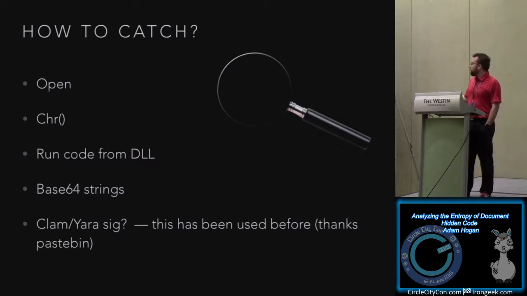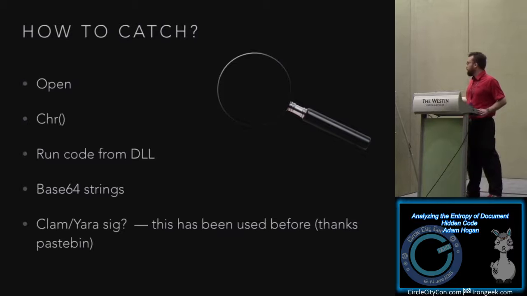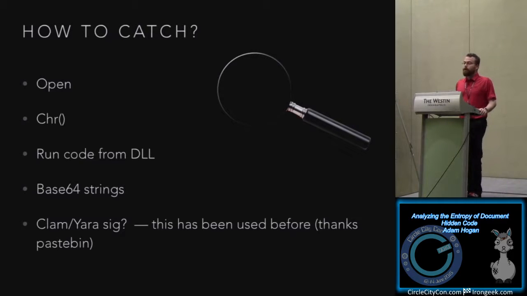You can see that it's running code from a DLL. Once you decode the stuff, it's calling other functions. We have base 64 strings, which again, not necessarily malicious, but certainly a common way to obfuscate code, so kind of suspicious there. And again, we see a lot of the stuff that we use. There's, of course, always a possibility of putting together a ClamAV or a YARA signature to find this kind of stuff, because this stuff does get reused.